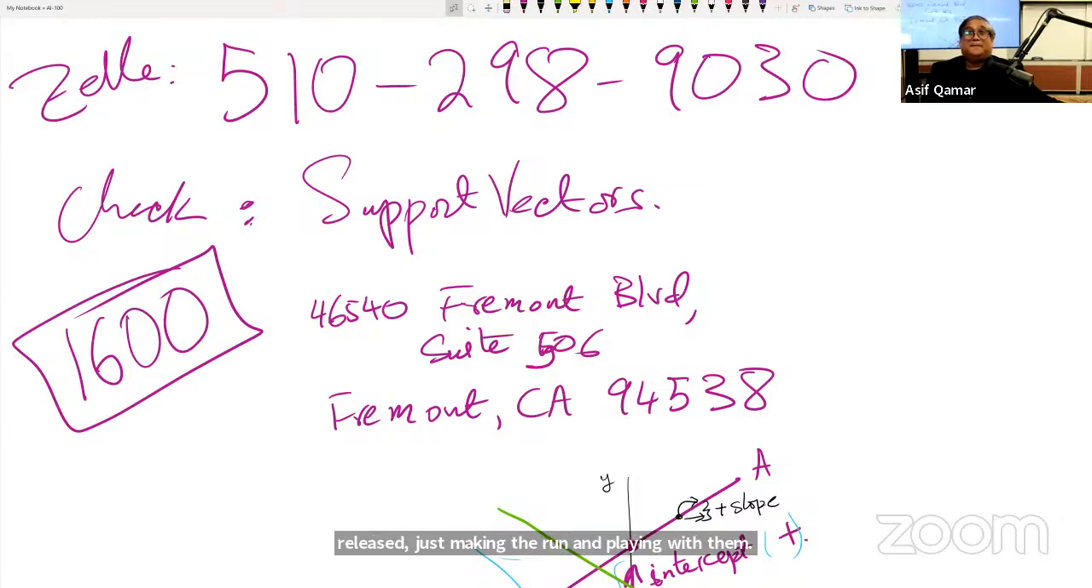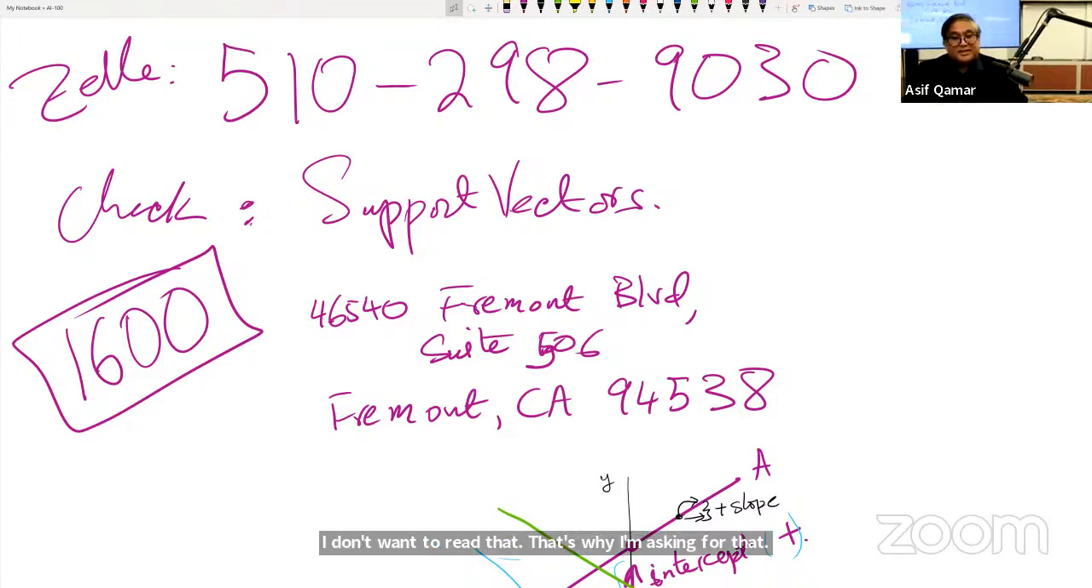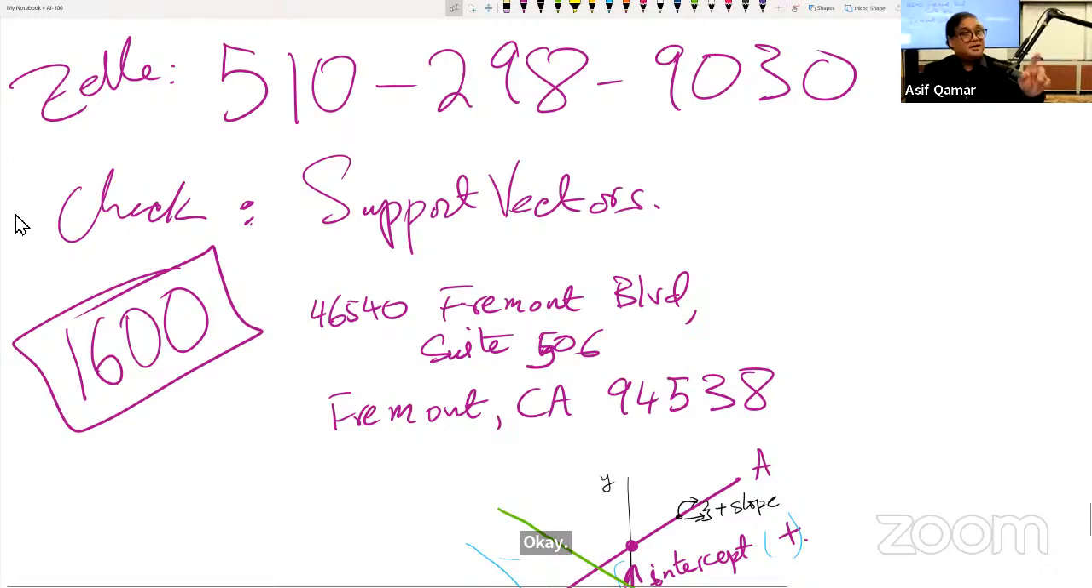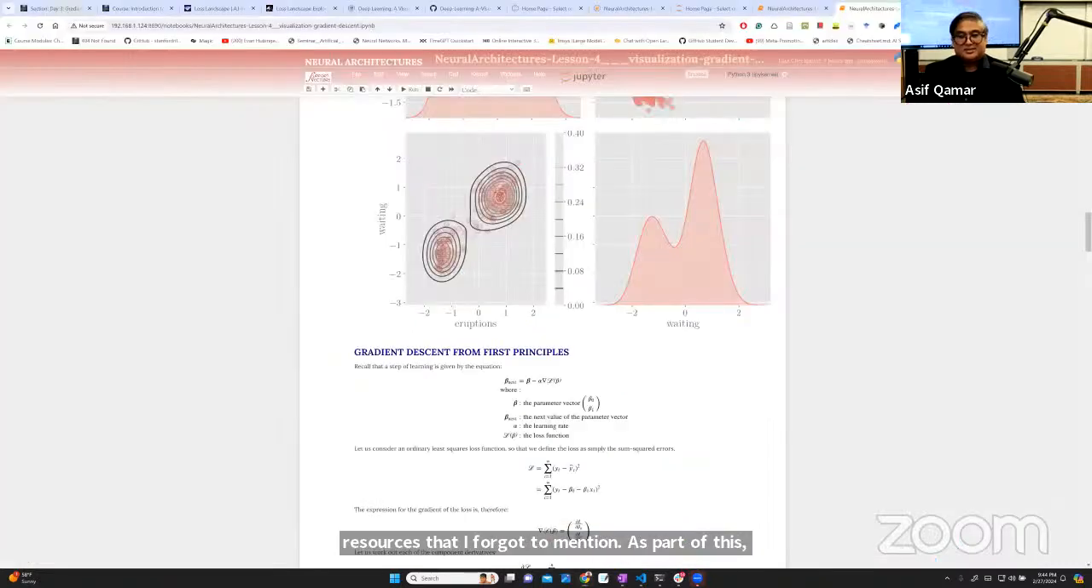Where can I read more about the loss function and how you alluded to it? I don't want to read the entire book. That's why I'm asking for that 10%. Okay, yeah, very good question. Actually, thank you for asking. Guys, may I just point out that there are some excellent resources that I forgot to mention as part of this. Before I close, let me do that.